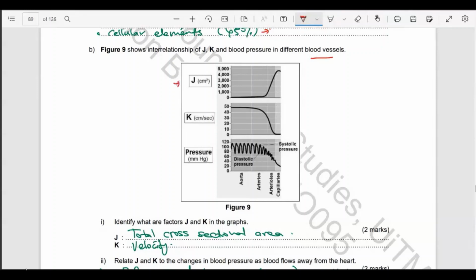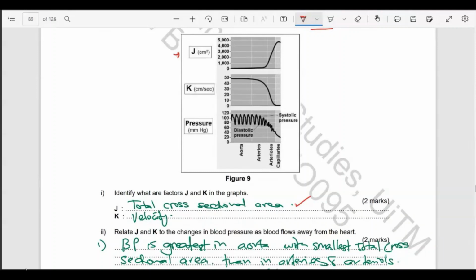The total cross-sectional area of blood vessels. Okay, so J is total cross-sectional area of blood vessels. So obviously the aorta will have the lowest total cross-sectional area, and then the total cross-sectional area will increase as the blood vessels branch into more arteries, and then more arterioles, and then into capillary beds.